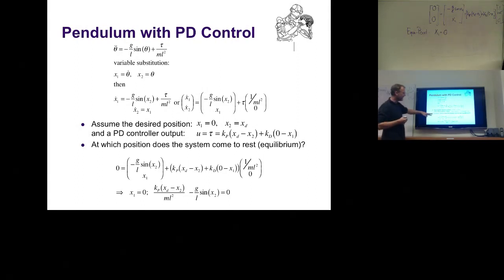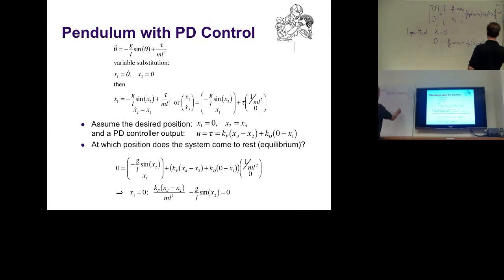More interesting is obviously the upper part of the equation. Now let's write that thing out, but use our knowledge that x1 is 0 already. So we have essentially 0 equals minus g over L sine x2. That's one part. Now we have the PD controller, but we know that x1 is going to be 0. So we can actually drop that term. We just have the p term left over. So we have plus kp times x desired minus x2.